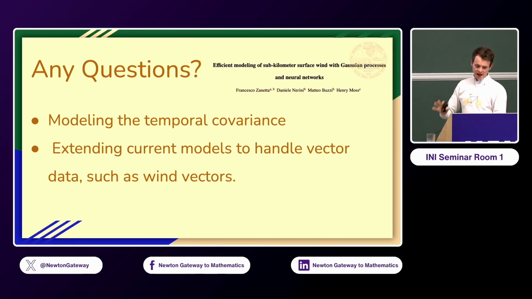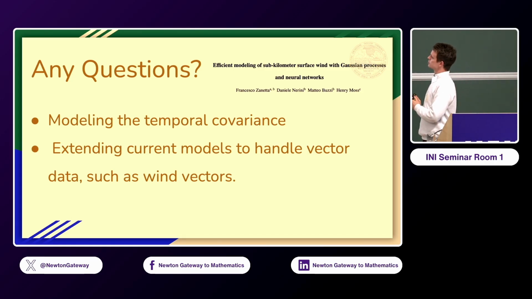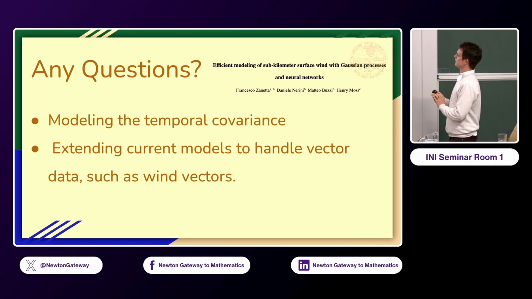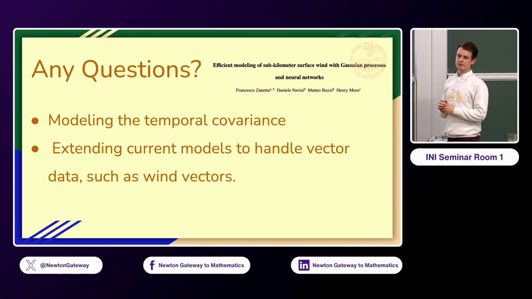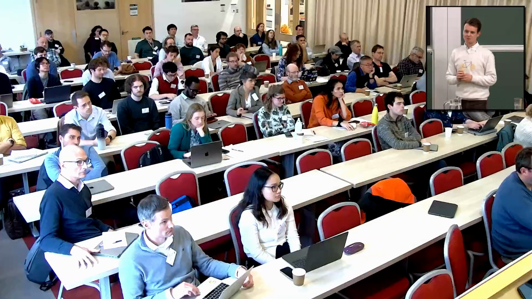So I'm going to leave it at that. Ongoing discussions and arguments are around modeling the temporal covariance. So how can we build a model that maybe has an autoregressive structure or something like this, but also extending these models to better handle aspects of the data that we're interested in. So rather than just having maximum wind gusts, can we actually model things like wind vectors directly? This sort of stuff. But yeah, thank you.